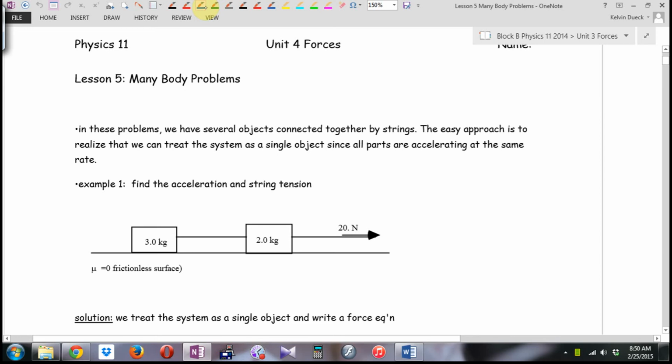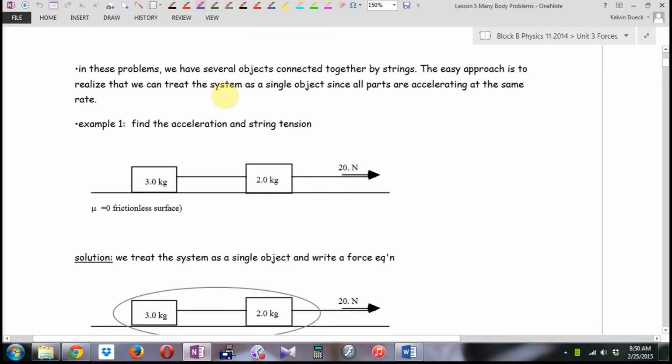Lesson 5, many body problems. That's the fancy phrase for saying, what about more than one mass? So in these problems, we have several objects connected together by strings. The easy approach is to realize that I can actually treat these separate masses as one object since they're all accelerating at the same rate.